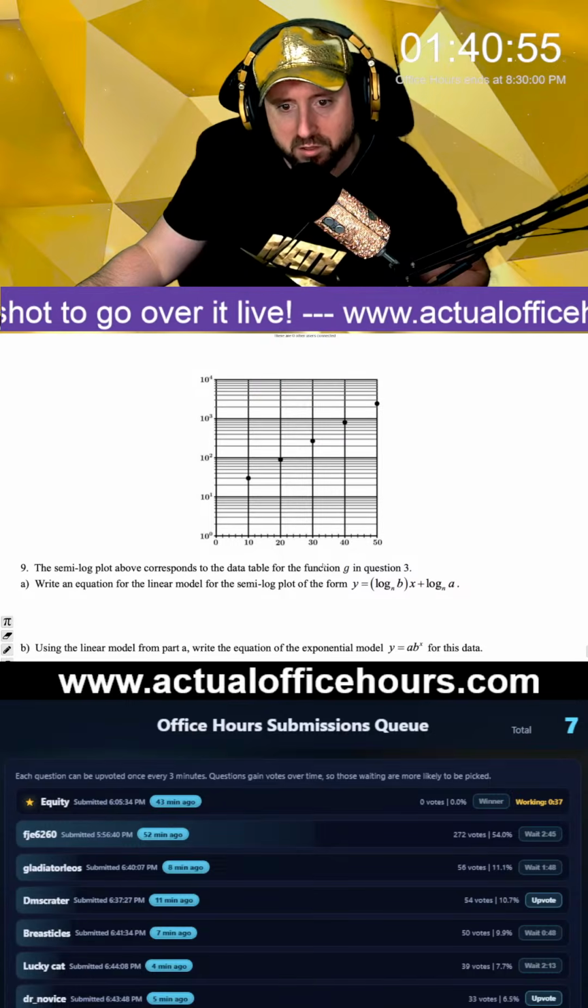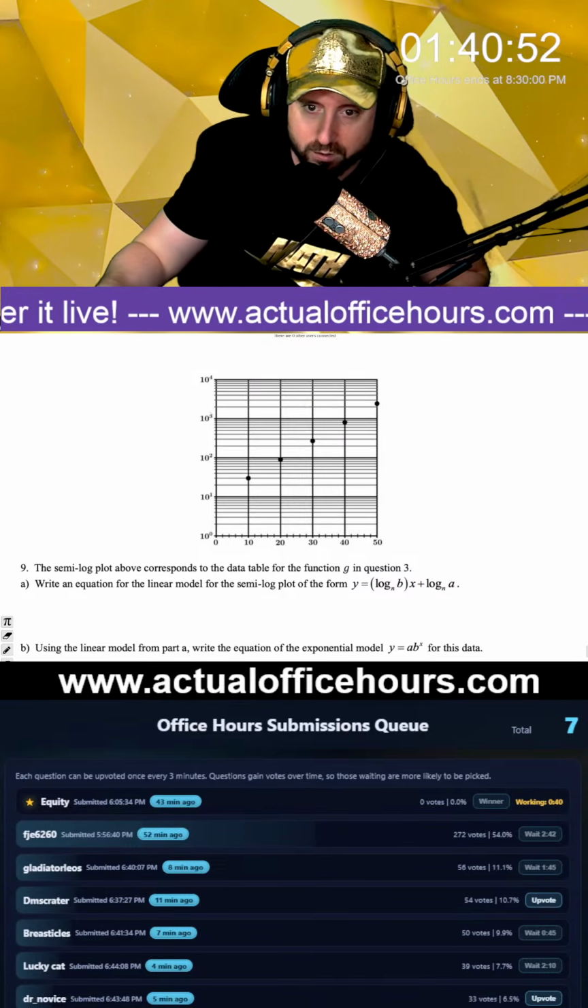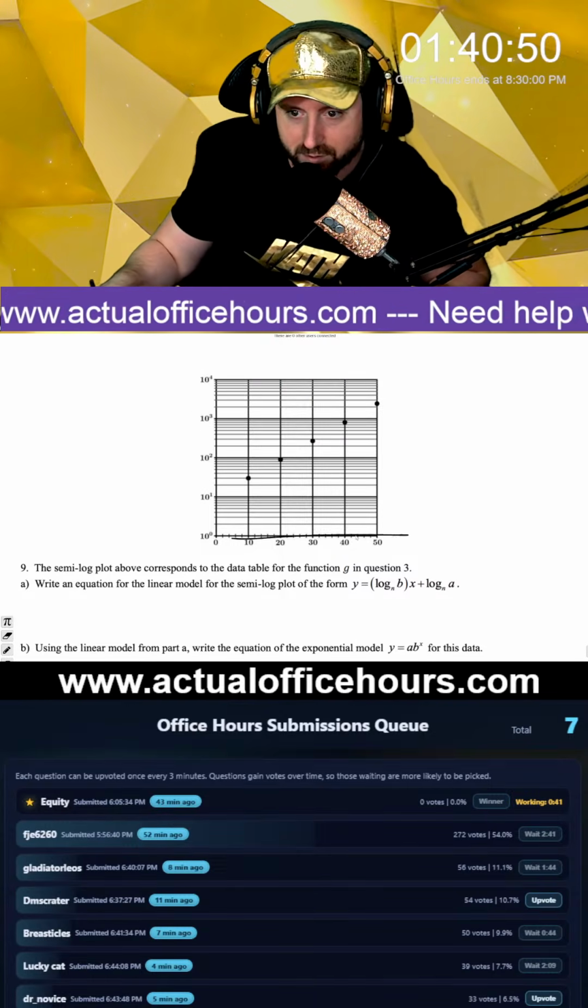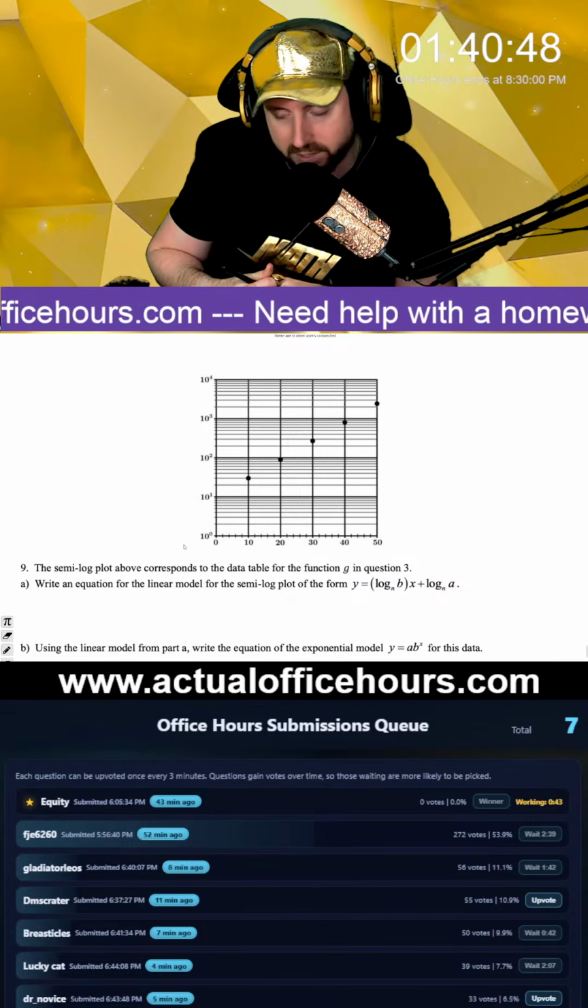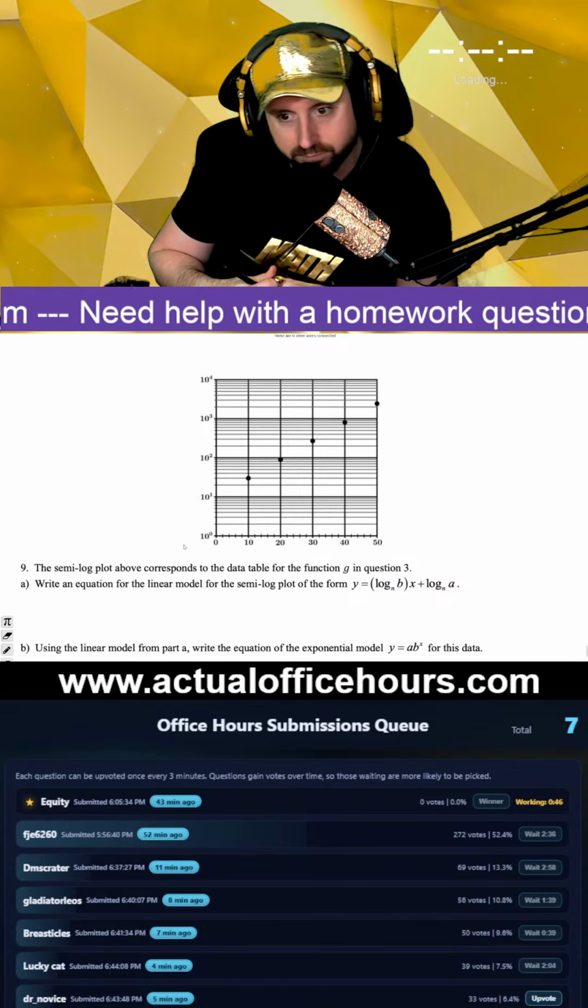Okay. The semi-log plot. The reason why this is called semi-log is this is log on the top and this is linear. I guess we call this log-lin. It's another way to call it, log-lin.